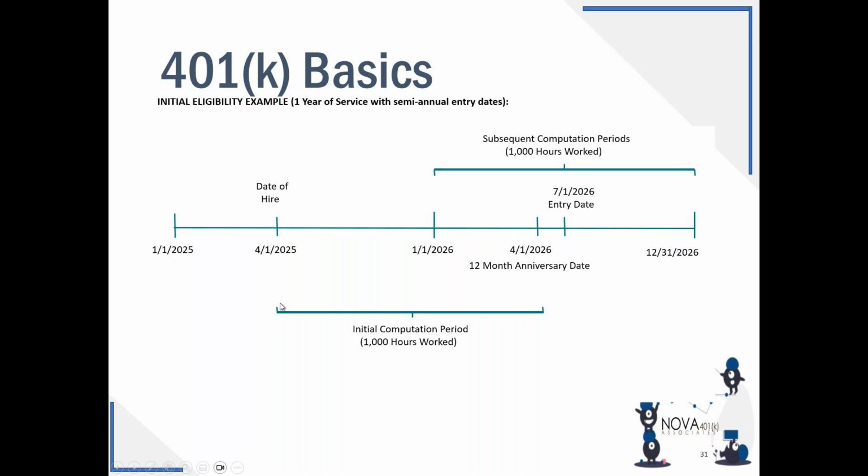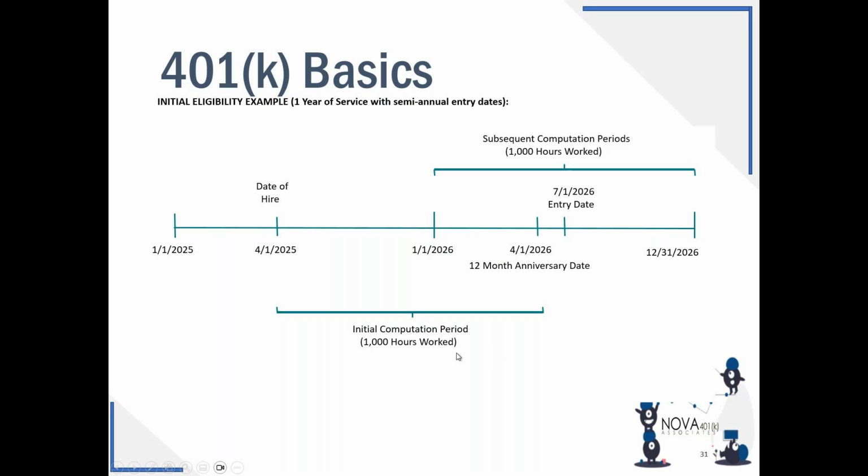So the initial computation period for someone that was hired on April 1st would be April 1st, 2025 through April 1st, 2026. If that person worked at least 1,000 hours during that time period, again, we're not using part-time or full-time at all, we're just looking at that 1,000 hours. If that person worked at least 1,000 hours and that person is at least age 21, he will get in on the next entry date, which is July 1st, 2026.